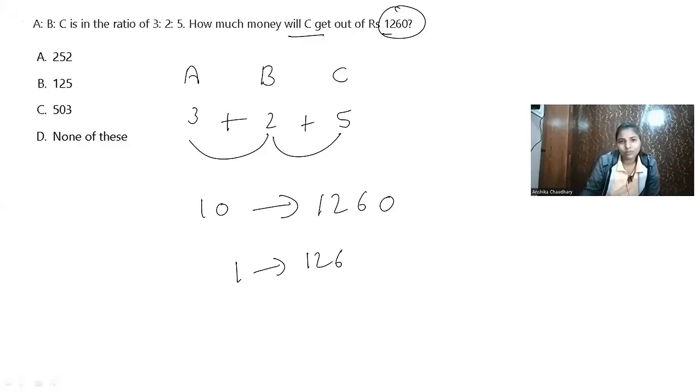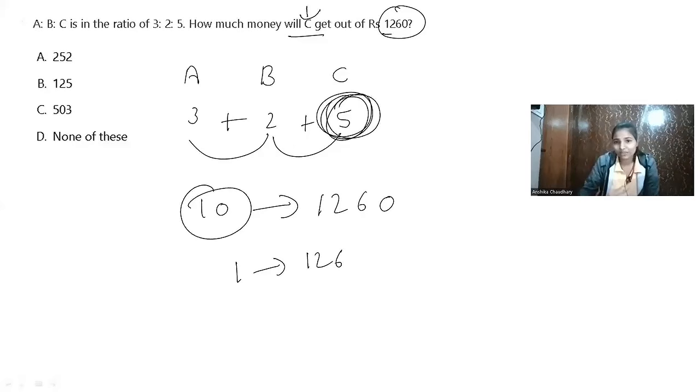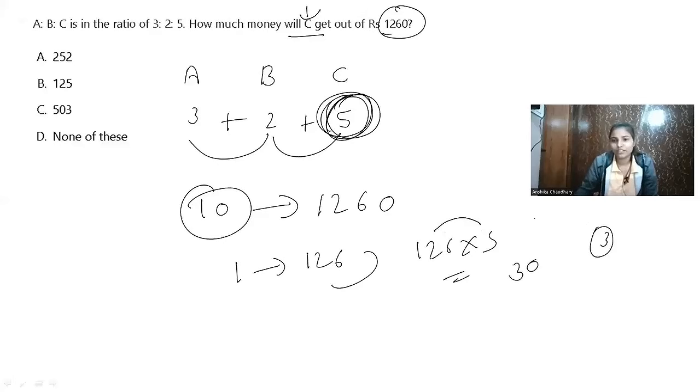Right. Now, what will be the part of C? So C has 5 parts, right? Among 10, C has 5 parts. So 126 into 5 will be 630. 5 times 6 is 30, so 3 will be carry, and 5 times 2 is 10 and 3 will be 13, and 1 is carry. 5 times 1 is 5 plus 1 is 6. So it will be 630, right? 630 is not an option. So option number D will be the correct answer for this question. I hope it makes sense. So let's move on to the next question.